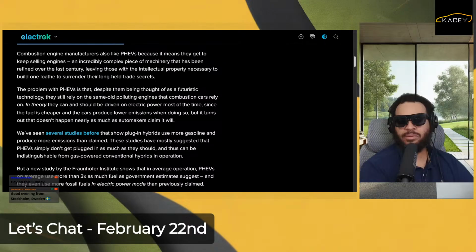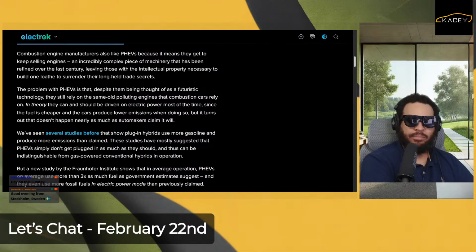Combustion manufacturers also like PHEVs because it means they get to keep selling engines, an incredibly complex piece of machinery that has been refined over the last century, leaving those with the intellectual property necessary to build one loath to surrender their long-held trade secrets. As we keep seeing with Japan, but finally, slowly going EV.